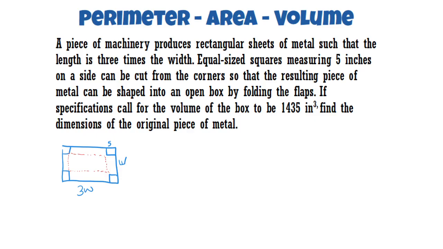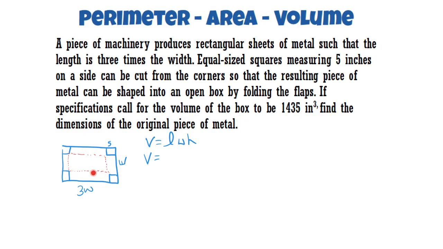If the specifications call for the volume of the box to be 1,435 cubic inches, find the dimensions of the original piece of metal. All right, let's give it a shot. I know that the volume formula is length times width times height. Now, this is the volume of the box. So imagine all of these little tabs folded up. How long would the box be?